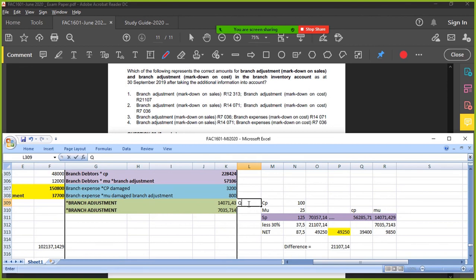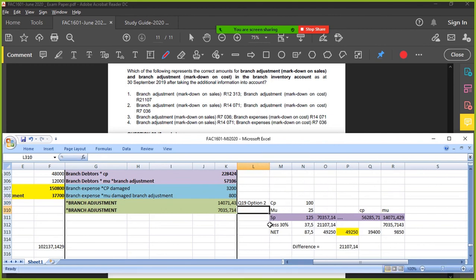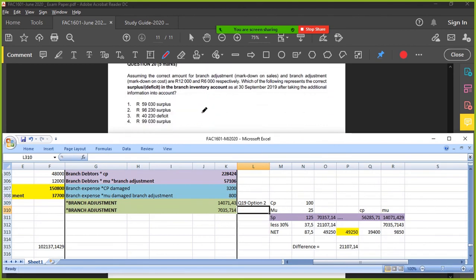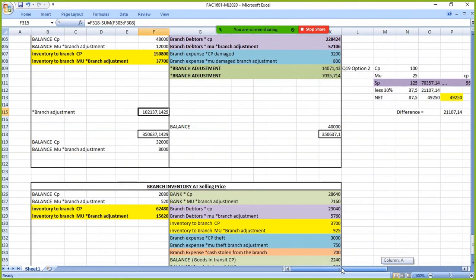Question 19. Okay, and then the last question was just to choose the correct option, assuming that you had a different amount. So assuming the correct amount for branch adjustment, and branch adjustment was 12 and 6. So they want us to replace this with 12 and 6. Do you agree? Yes. Okay, then we need to find that figure. Okay, so let's do that.